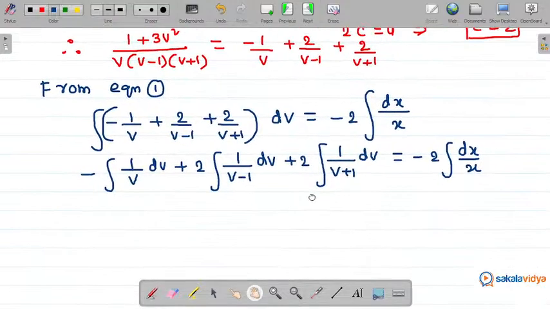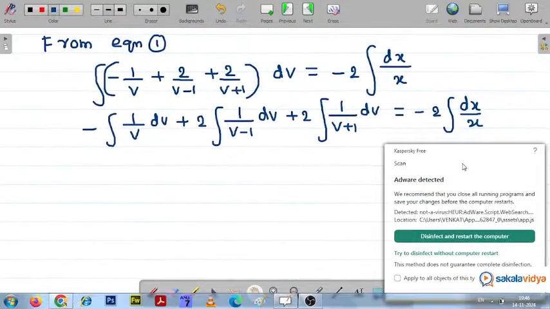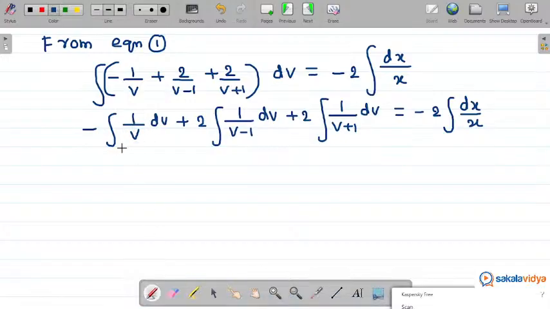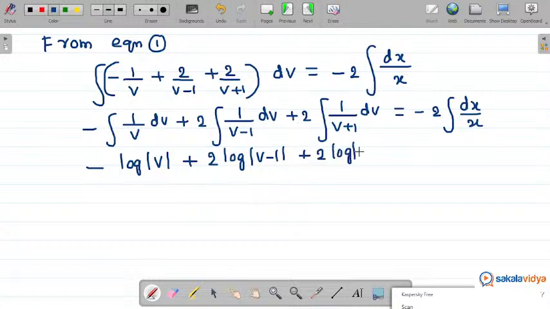Clear? Right. So now, my dear students, very interesting here, you remember, integral of 1 by v is log v. So minus integral of 1 by v is minus log mod v, plus integral of 1 by v minus 1 also gives log mod v minus 1, but constant 2 is there, so 2 times log mod v minus 1, plus 2 times log mod v plus 1, is equal to minus 2 times log mod x plus log mod c.